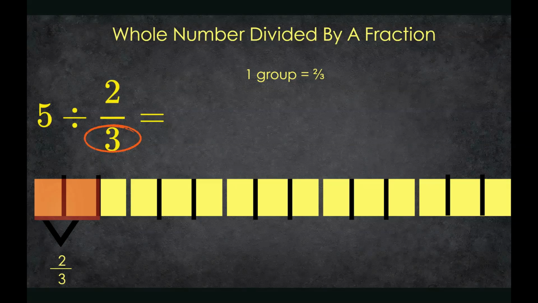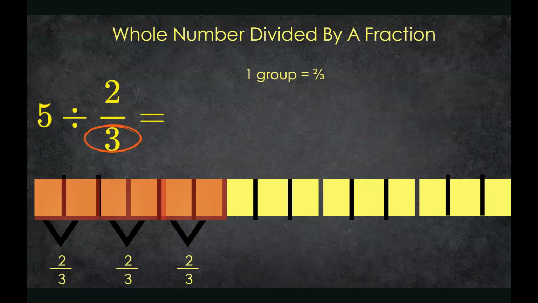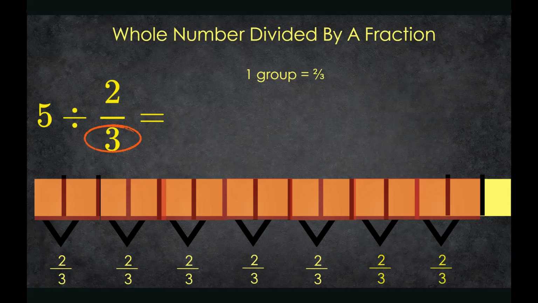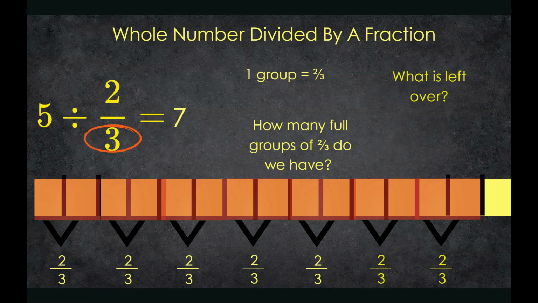So there's a group of 2/3, that's 1. There's a group of 2/3, 2. 3 groups, 4, 5, 6, 7. So I have 7 groups of 2/3. Now, did you notice this one left over? That's not enough to make another group of 2/3. So I do have a leftover. We have to ask what's left over. We have 1/3 left over.